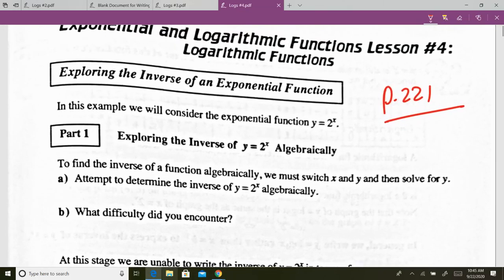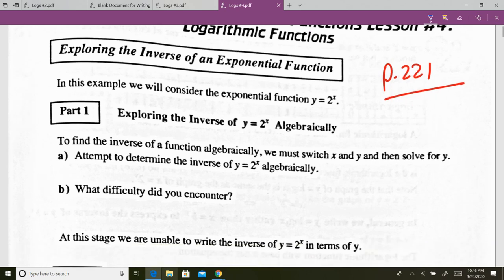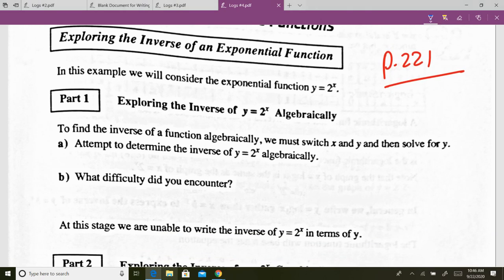So we're going to look at logarithmic functions. Before we do that, does anybody remember what an inverse is? How do you find the inverse? Switch x and y, try to solve for y, right?